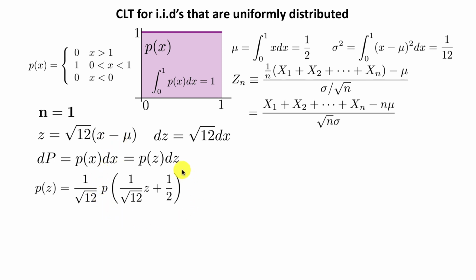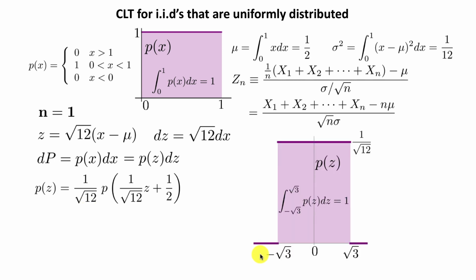And so p is the same as before, but this time expressed in terms of the variable z, and I have used dx is equal to 1 over square root of 12 times dz. So what does p as a function of z look like graphically? You can see that z equal to minus square root 3 corresponds to x equals 0, and what corresponds to x equals 1 is z equal to plus square root of 3. These statements, of course, come from here.